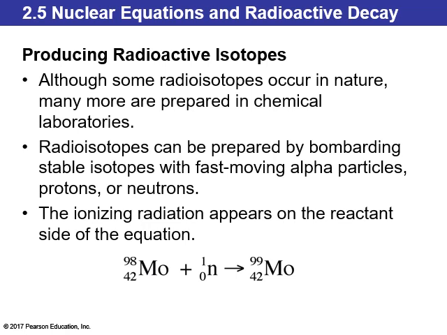So you can make radioactive isotopes in the lab as well. We can bombard them with fast-moving alpha particles, protons, or neutrons. We use that ionizing radiation to make an unstable isotope. So an example here is we're converting stable molybdenum-98 to an unstable version, molybdenum-99, by bombarding it with a neutron. You'd have a neutron radiation source, and you'd hammer it and add that neutron to the nucleus of that molybdenum.